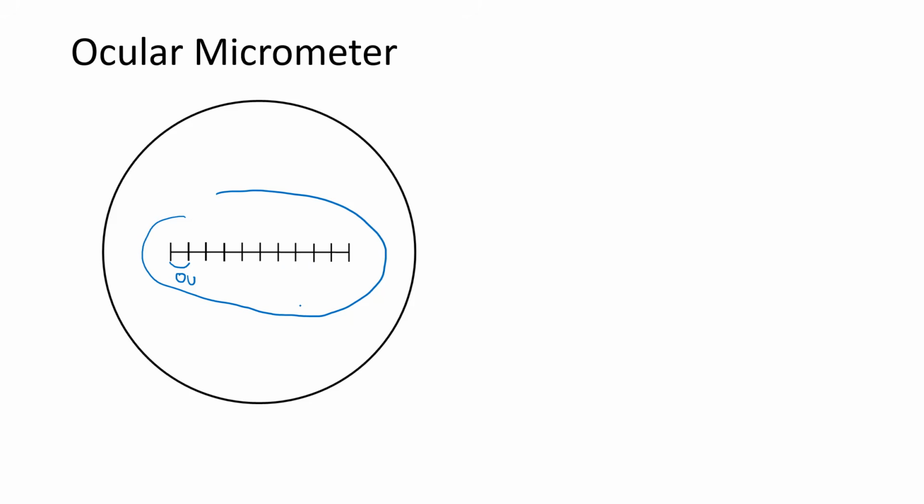At different magnifications, we would know what the scale of the ocular unit is. For example, I'm just going to make this up, let's say at 100x magnification, the distance between each tick mark might be, say, 2 microns per ocular unit. I just write it like this, 2 microns per ocular unit, right?